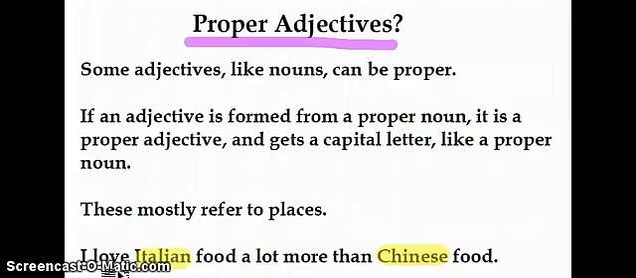So if something is from Ireland, it's Irish. If something is from Hawaii, it's Hawaiian. If something is from Michigan, it's Michiganian. Those are all describing words. Those all are adjectives, and they still get capital letters.